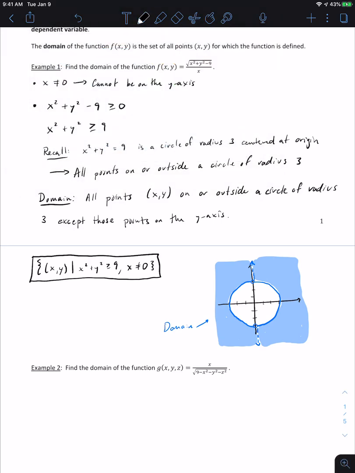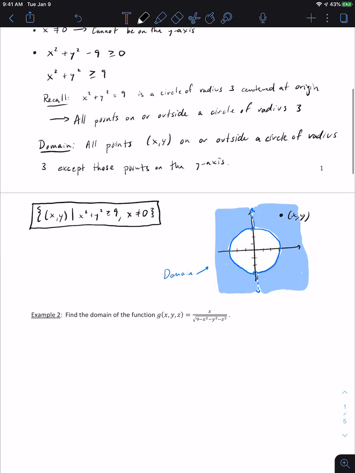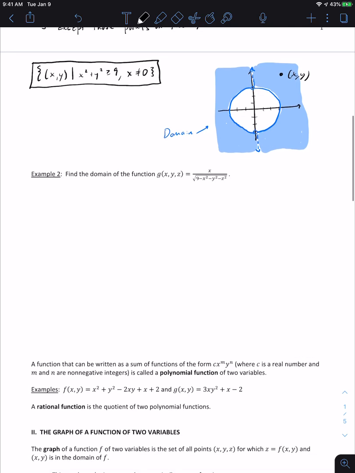Okay, so as long as my x and y values lie outside of there, say like this point right here, that would be a point x, y that I could plug into my function to get z, my f of x, y value. Okay, so let's look at another one here.